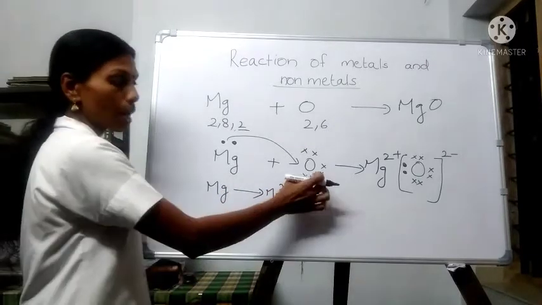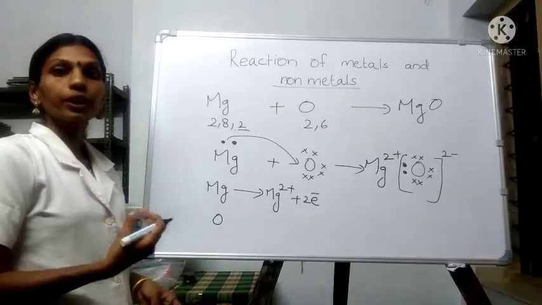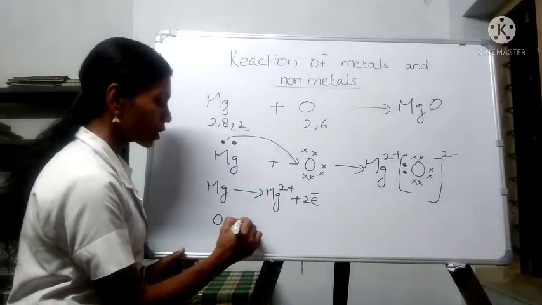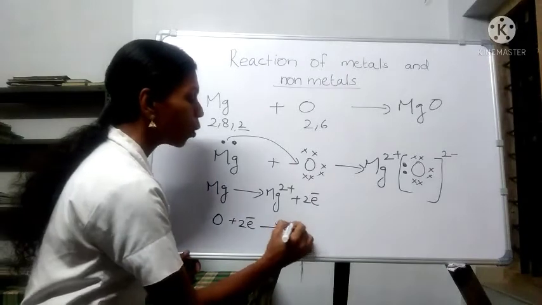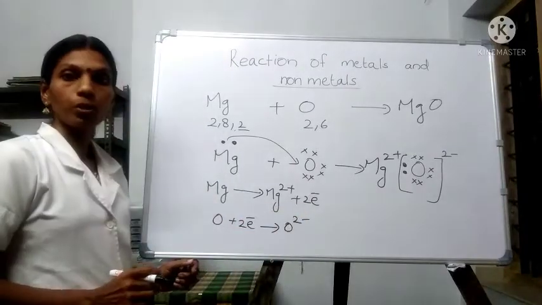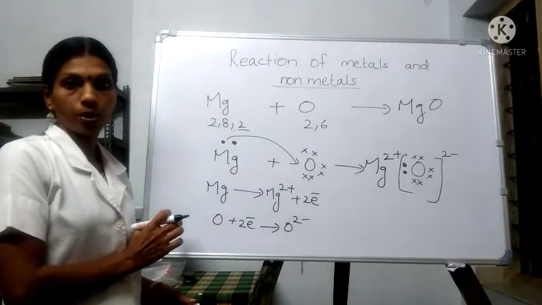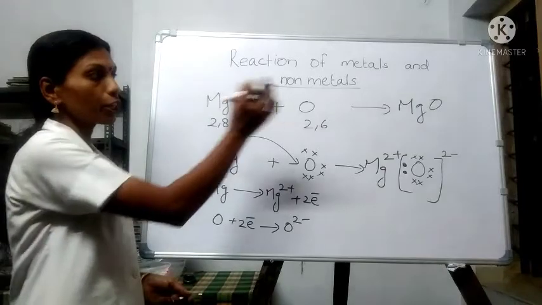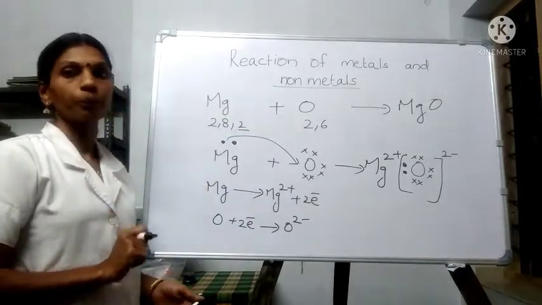Okay. Now, what is happening to oxygen? Oxygen, it is gaining 2 electrons. That gaining electron we can express in the reactant side. So, here we can write 2 electrons, that is O plus 2 electrons giving O2-. Okay. So, this is the equation to show the transfer of electrons. Clear that? So, when we are asked to write the formation of magnesium oxide, we have to write all these steps. Then only we will get full mark.